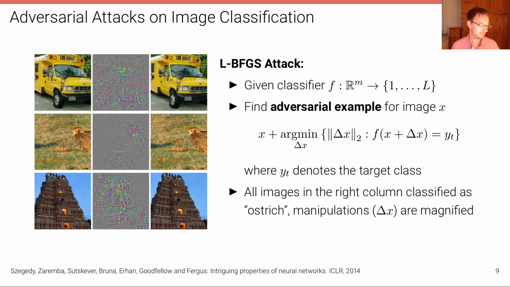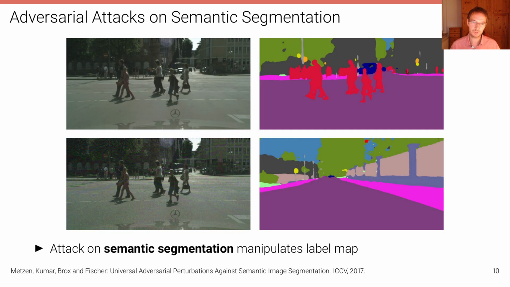And this works not only for classification, it works also for semantic segmentation. Here is a street scene. We can add a little bit of noise to the street scene, and what has been correctly classified is completely misclassified as a completely different street scene. This is an intersection, this is a straight road, there's pedestrians, there's no pedestrians here. The car would stop here, the car would drive, right? Just by this little change of the input.